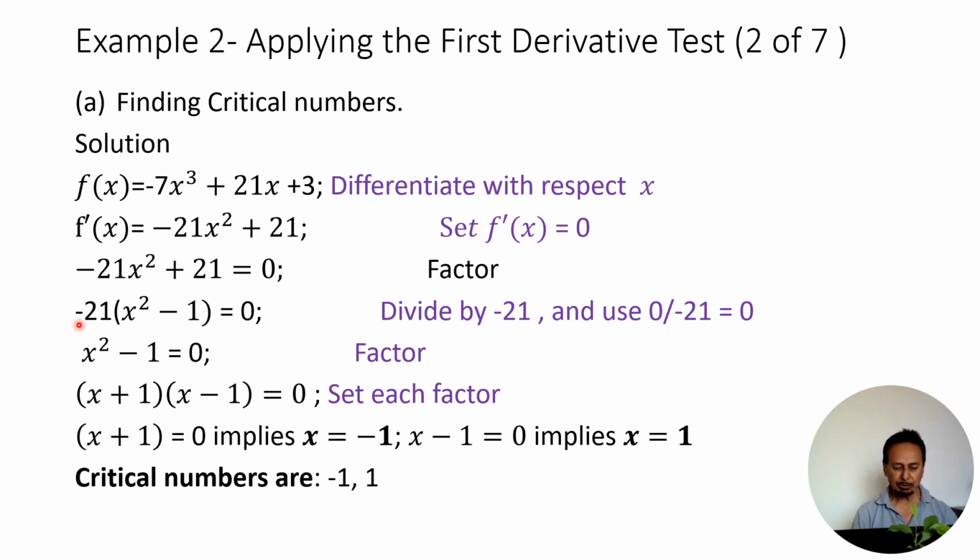And we can get rid of minus 21 by dividing both sides by minus 21. So now we have x squared minus 1 equal to 0. We factor this, it becomes x plus 1, x minus 1 equal to 0. Set each factor to 0. x plus 1 equal to 0 implies x equals negative 1. x minus 1 equal to 0 implies x equals 1. So now we have critical numbers, negative 1 and positive 1.